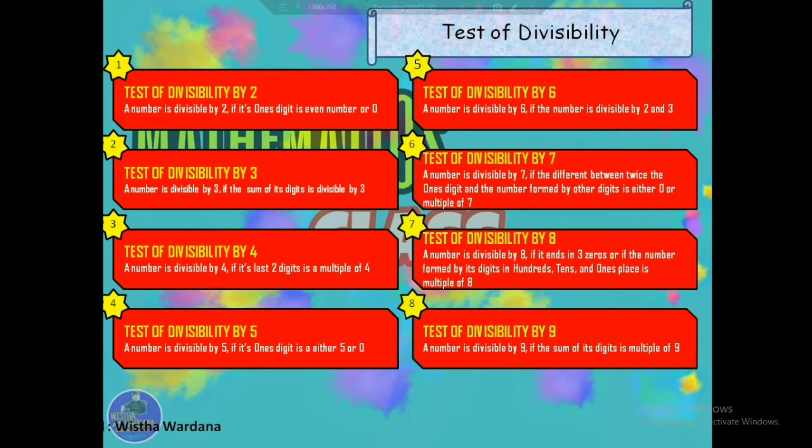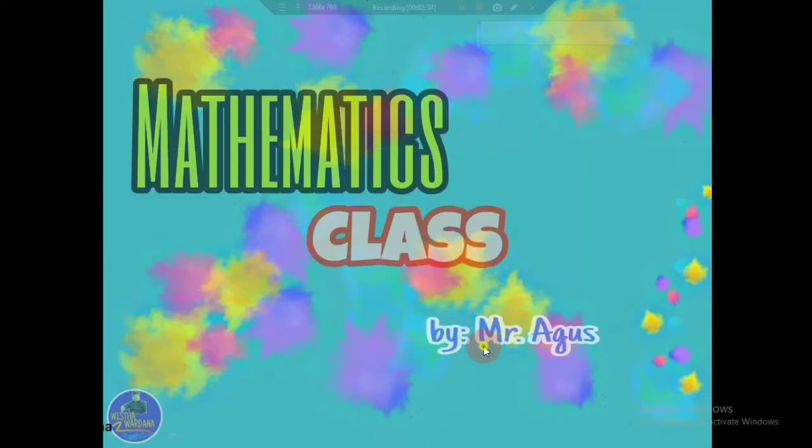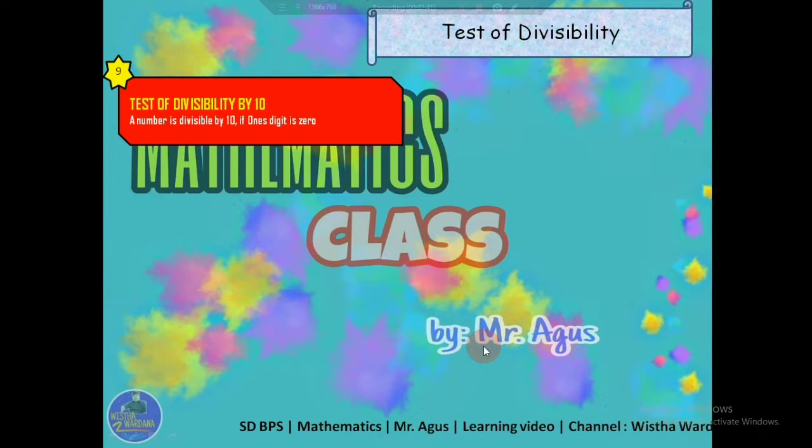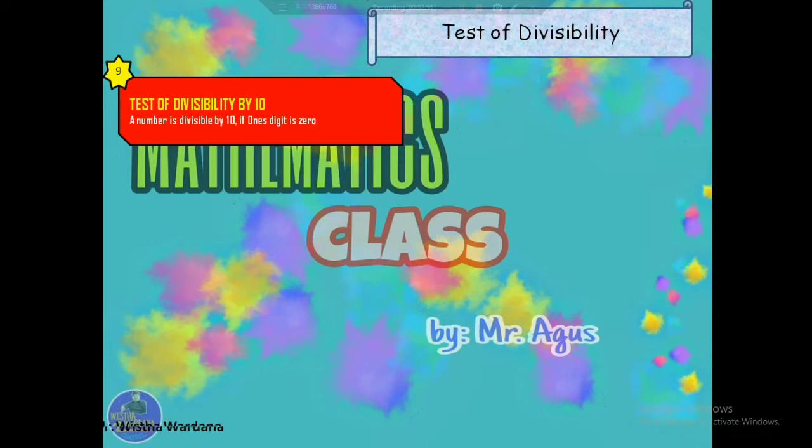Test of divisibility by 9. A number is divisible by 9 if the sum of its digits is a multiple of 9. This is similar to divisibility by 3. Test of divisibility by 10. This is easier than the others because a number is divisible by 10 if its ones digit, or last digit, is 0. I think this is so easy for you.